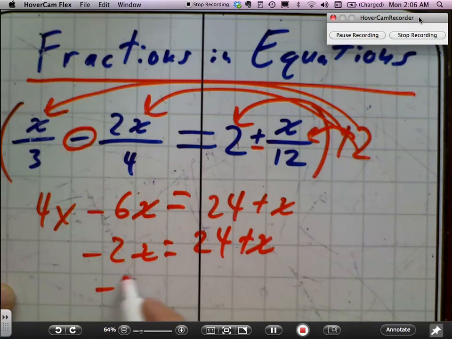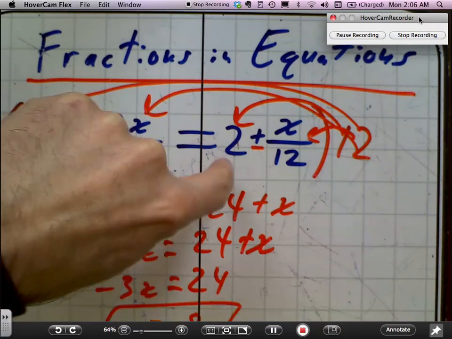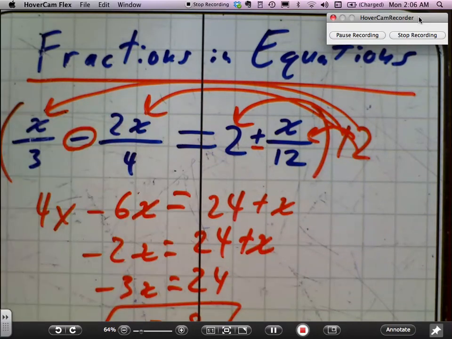We subtract x from both sides to get negative 3x equals 24, and finally divide both sides by negative 3, and we should get that x equals negative 8. Quick, easy way to get rid of the fractions from the beginning, usually making your life easier. You could have also put both of these over 12, the lowest common denominator, done the subtraction, put that over 12, and cross multiplied. That obviously also works, but it's a little trickier.